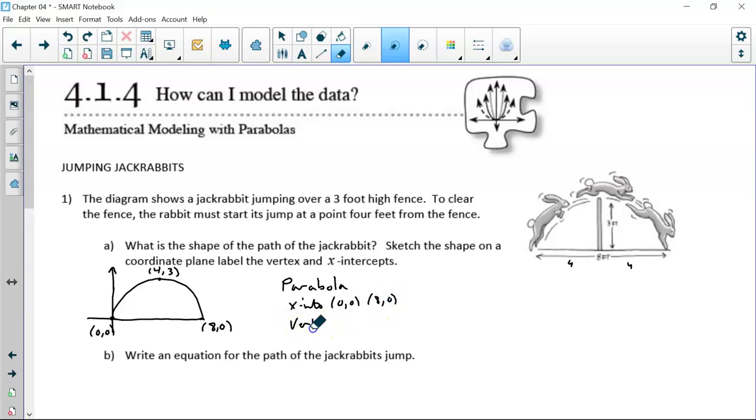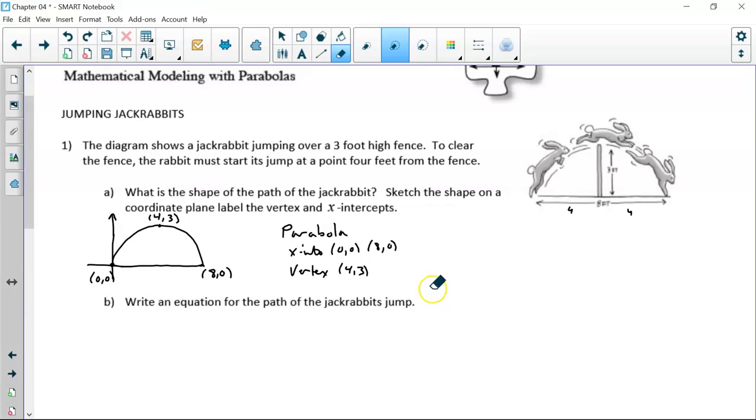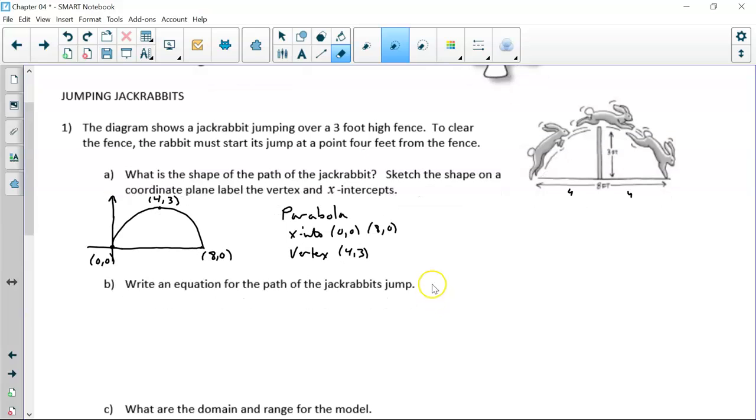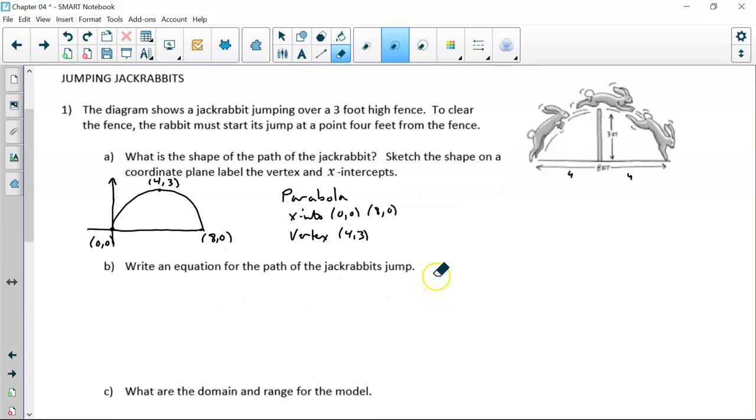The vertex would be at (4, 3). There are other ways to do it, but this is the easiest way, to have this jump starting at (0, 0), at the origin. Now, we're going to write an equation for the path of the jackrabbit. We could write this in intercept form or in vertex form, that graphing form. We still need to find a.